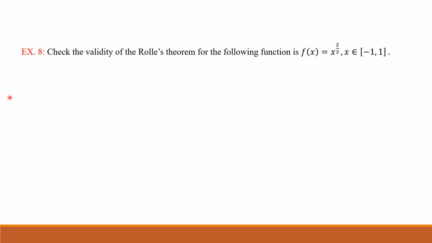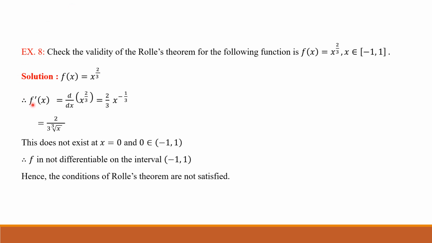Example number 8. Check the validity of Rolle's theorem for the following function: f of x equal to x raised to 2 by 3, x belongs to the closed interval minus 1, 1. Solution. f of x equal to x raised to 2 by 3. Then its derivative, d by dx of x raised to 2 by 3. We use the formula: derivative of x raised to n is n x raised to n minus 1. We get 2 by 3 x raised to minus 1 by 3.